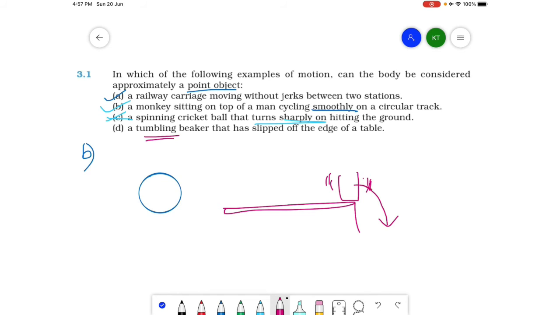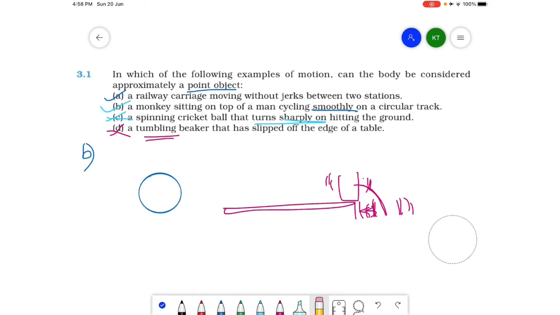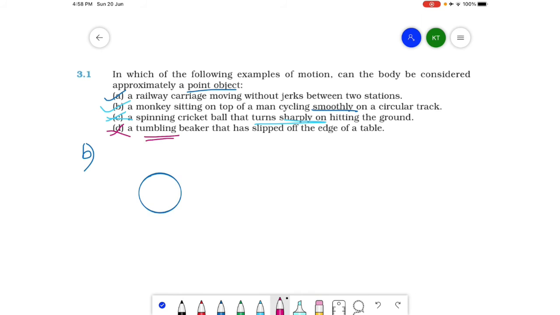So if it is falling, because of its size, it will topple, it will vibrate or something like that when it falls down, right? So this is not possible for a point object. Therefore, this cannot be considered as a point object. So in this question, the only 2 point objects are a railway carriage moving without jerks between 2 stations and a monkey sitting on top of a man cycling smoothly on a circular track.